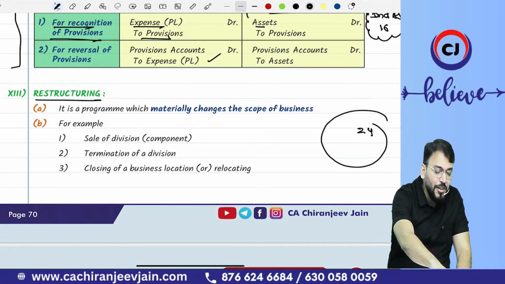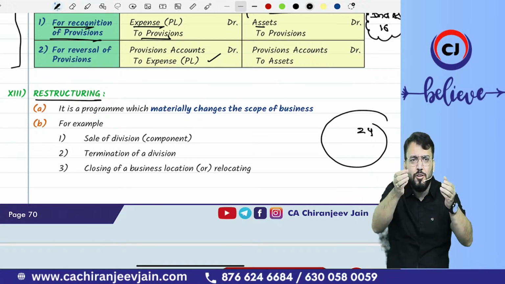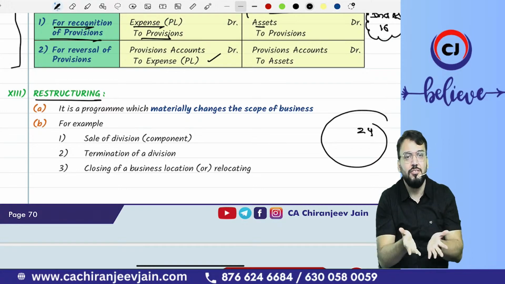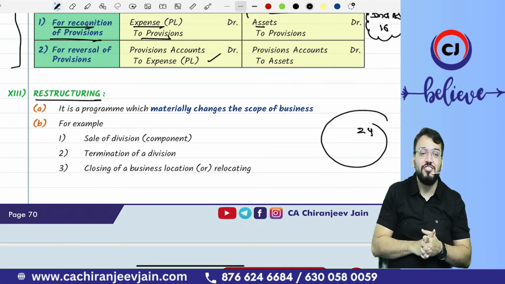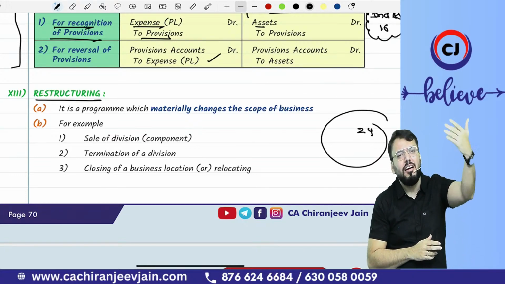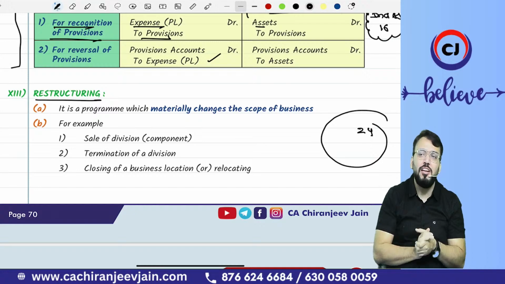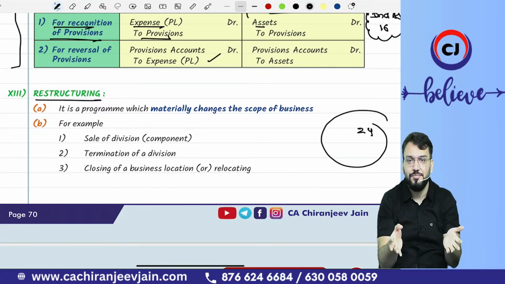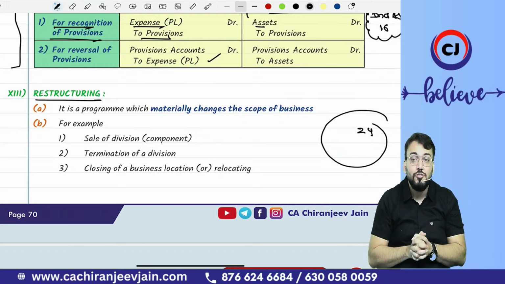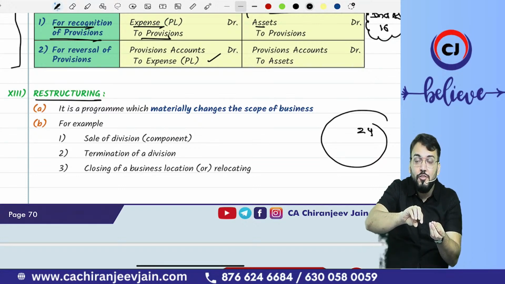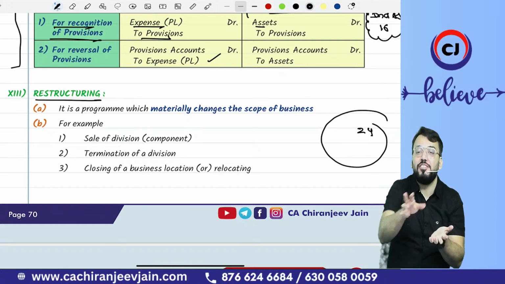Now what do you mean by restructuring? Can you give me one example of restructuring? Have you come across this word anytime before in accounting? Whatever you have done in the amalgamation chapter was also one type of restructuring. Whenever you purchase any business, that is a restructuring. Whenever you sell the business, that is also restructuring. So restructuring means any program which changes the scope of business without entering into liquidation.